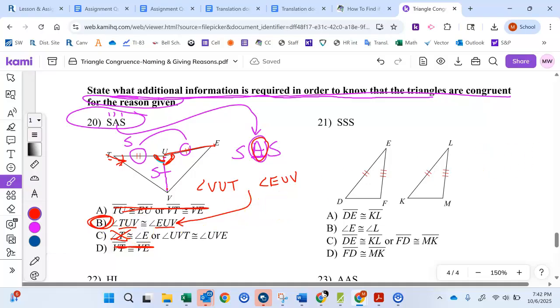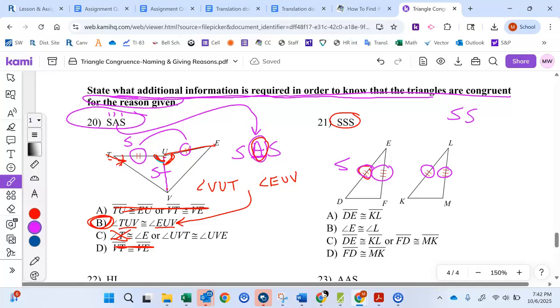Okay, so now 21 says we want to find out if they're congruent for side, side, side. So what do we have? We have this one right here. Let me make this in pink. It is the same as that. So we have one side in common. Oh, but we also have 3 and 3. So we have another side. And there's this side and that side.